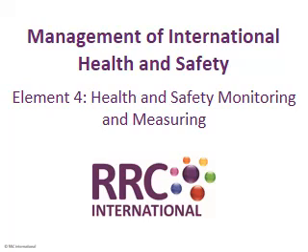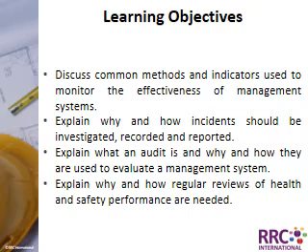The fourth and last element of IGC1, Health and Safety Monitoring and Measuring. The learning objectives of element 4 discuss common methods and indicators used to monitor the effectiveness of management systems, explain why and how incidents should be investigated, recorded, and reported, explain what an audit is, and why and how they are used to evaluate a management system. Explain why and how regular reviews of health and safety performance are needed.